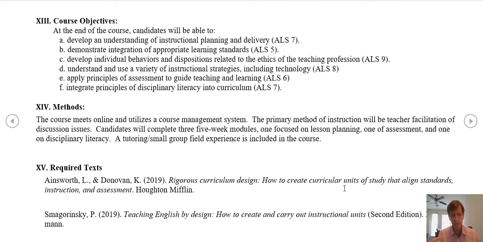The rigorous curriculum design, Ainsworth and Donovan, that's cross-content area. It gets you well into Bloom's taxonomy and connection of lesson planning as well as curriculum design into state standards.